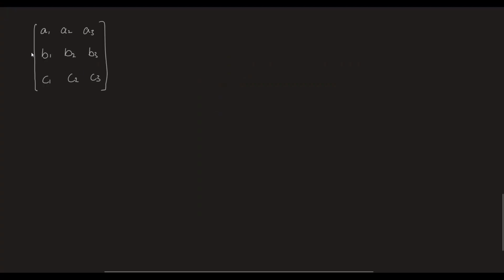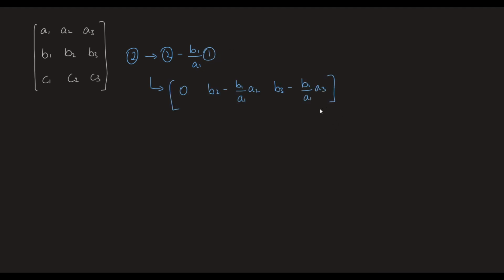First off, I want to get rid of B1. So the second row is going to go to second row minus B1 over A1 times the first row. For the third row, I have the same situation: the third row is going to go to third row minus C1 over A1 times row 1. So here we have our new second row and our new third row from the Gaussian elimination.